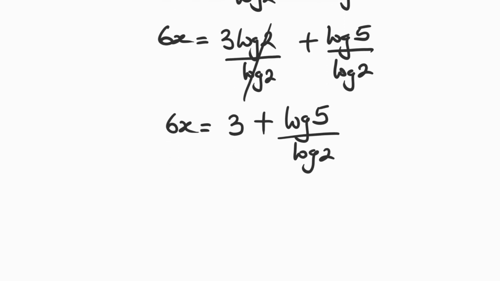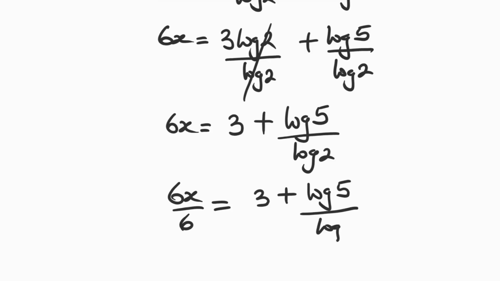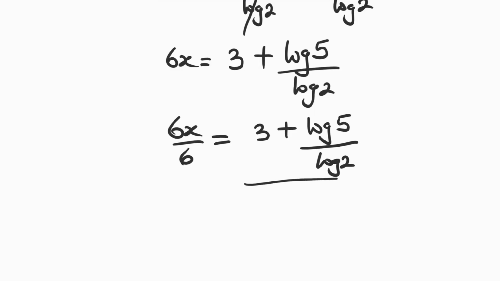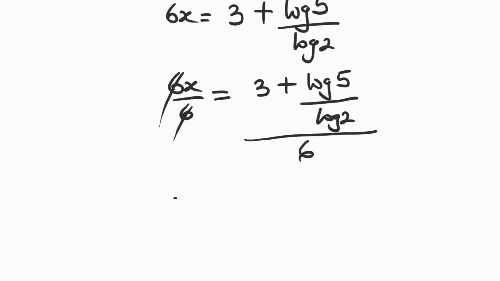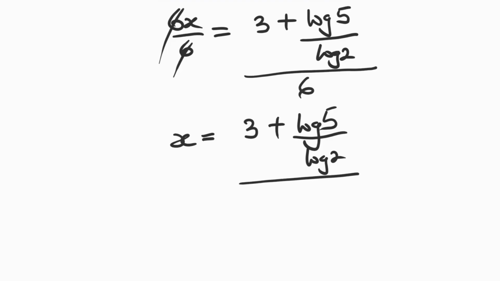So next is to find the value of x, and that is by dividing both sides by 6. So if we divide both sides by 6, we have 3 plus log 5 divided by log 2, all divided by 6. This cancels out, and therefore our value of x is equal to 3 plus log 5 divided by log 2, all over 6.